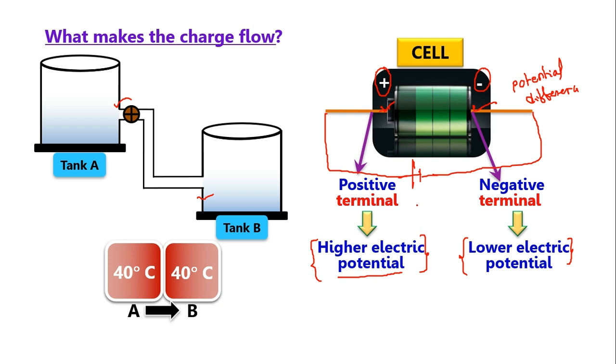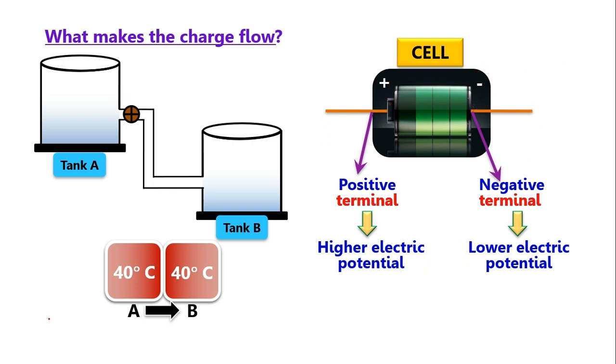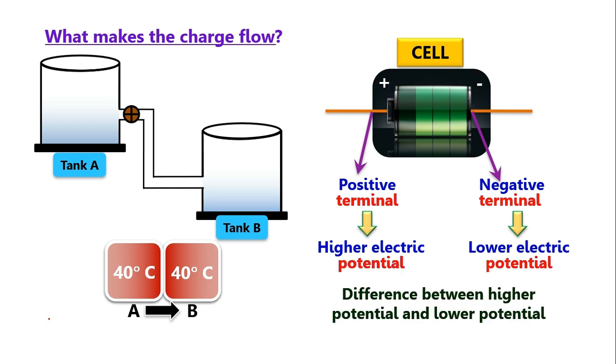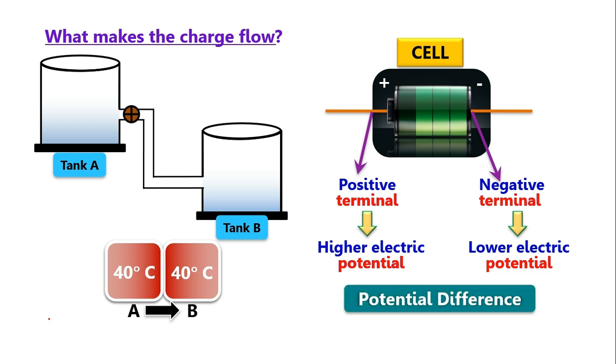So here you can see the flow of charge from the positive terminal to the negative terminal. That is nothing but what we can call potential difference, from higher electric potential to lower. The difference between higher potential and lower potential is known as potential difference. In other words, potential difference is also known as voltage.